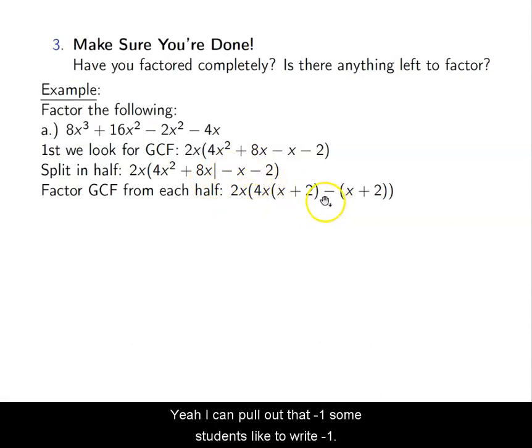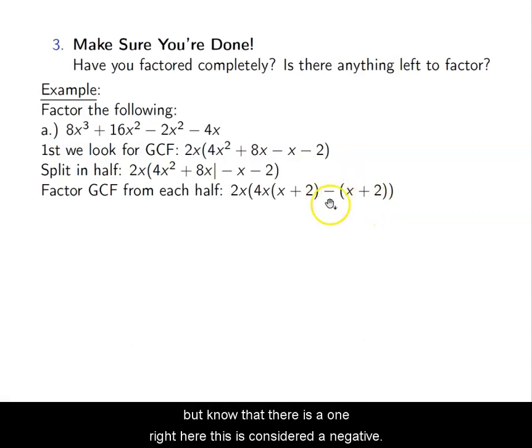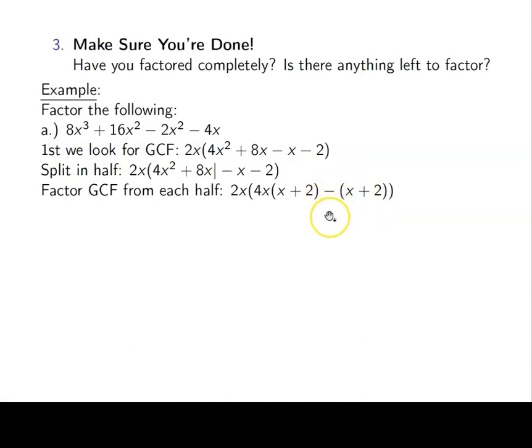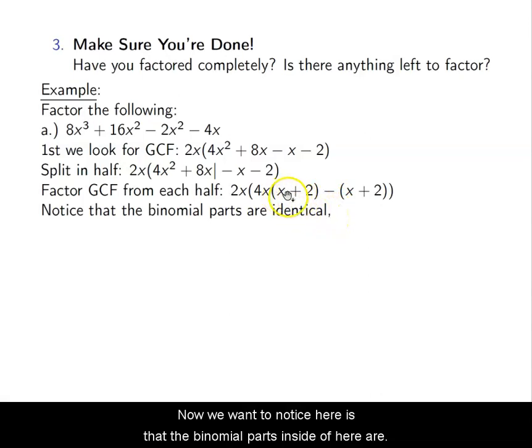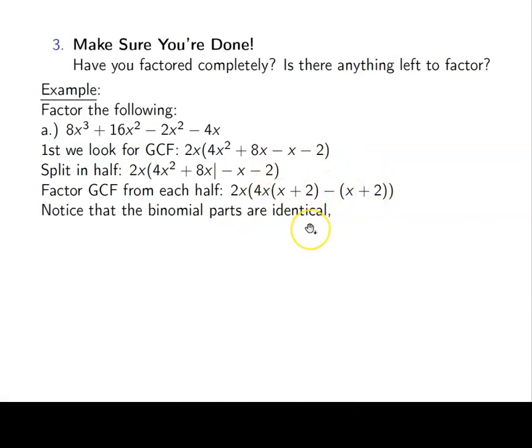Some students like to write -1. I never write 1 if I don't have to, so I'm just pulling out the negative, but know that there is a 1 right here. This is considered a -1. Okay. Now what we want to notice here is that the binomial parts inside of here are identical, right?